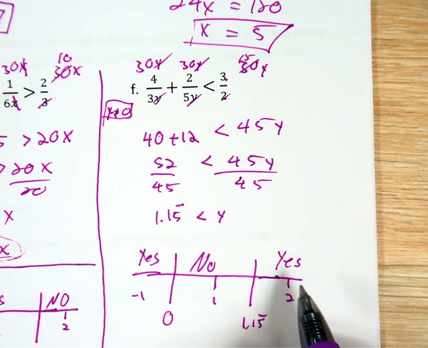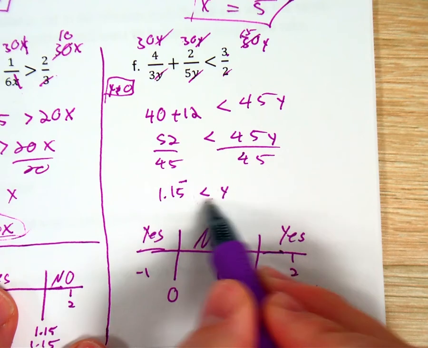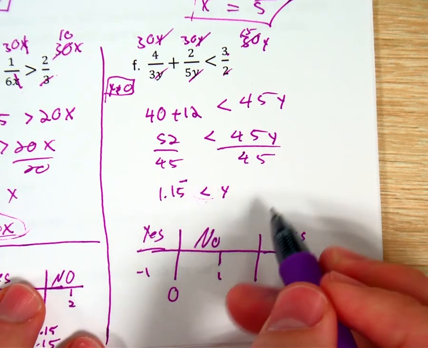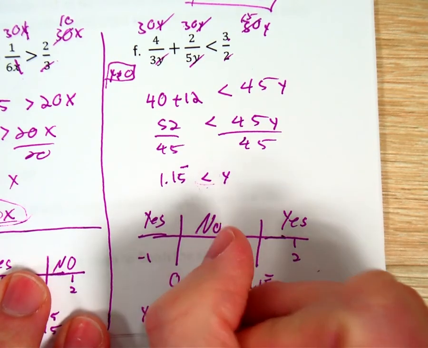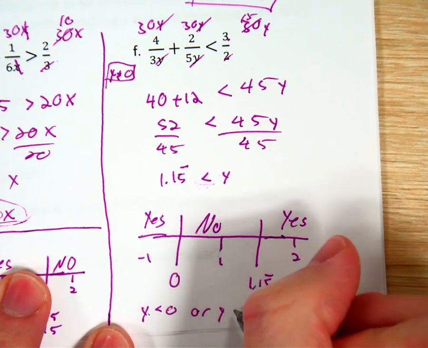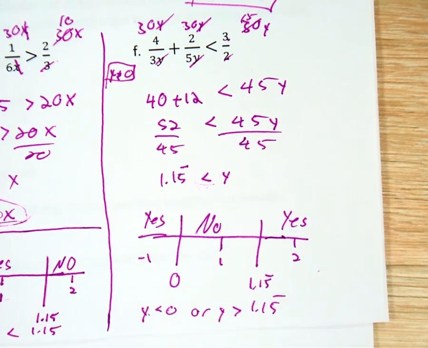Okay, so if you get in the outsides, now it's going to be an or. And you're going to have to mirror this, right? It was a less than, not a less than or equal to, so we're still going to be using those symbols. So I need my y to be less than 0 or y to be greater than 1.15 repeating, or if you wanted to use the fraction 52/45, that would also be fine. So these inequality ones can be tricky.